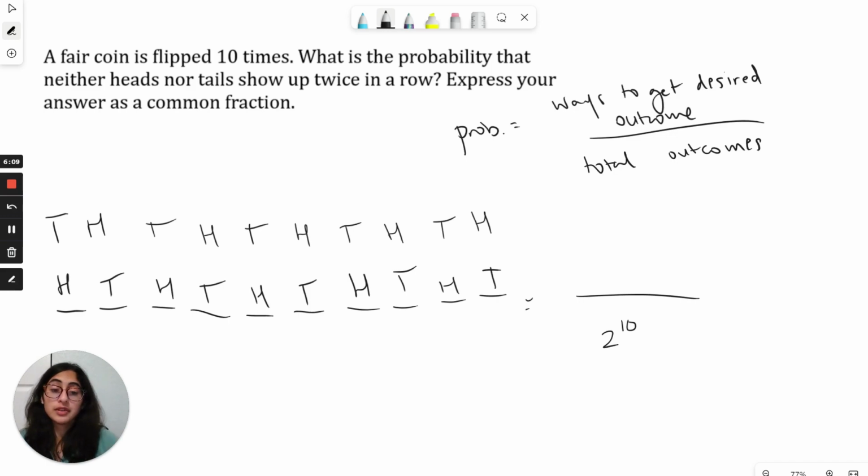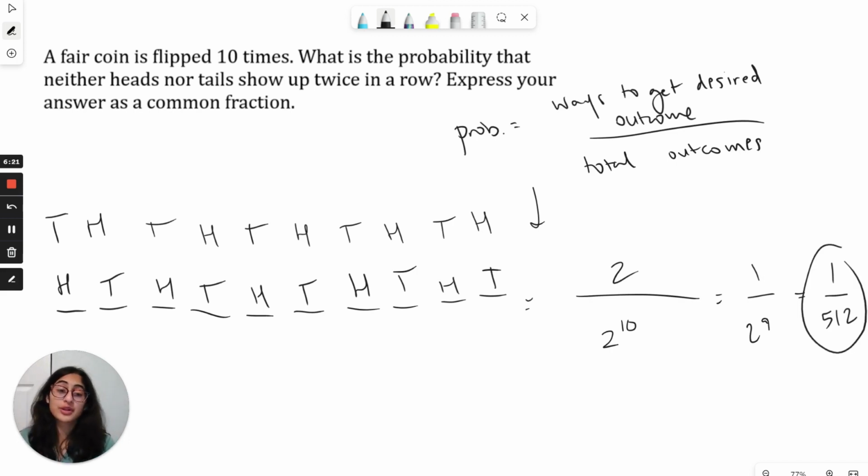So our final probability is just going to be 2 over 2 to the 10th, which we can simplify as 1 over 2 to the 9th, which is equal to 1 over 512, which is our final answer as a common fraction.